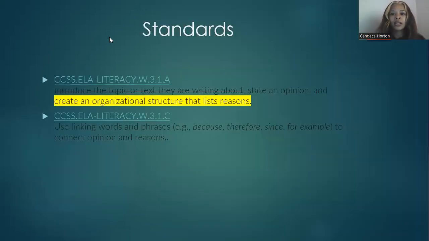Some standards that I thought this student would need would be the ELA literacy writing standard of creating an organizational structure that lists reasons. So this is the body. That student needs help in focusing on the body. Yes, she stated an opinion. Another writing standard I said was she needed those transitional and linking words and phrases. So because, therefore, for example, just to connect her details, her reasoning, and to connect that opinion that she had at the beginning of the writing. These are all standards that the student needs to work on, what I would focus on with that student.